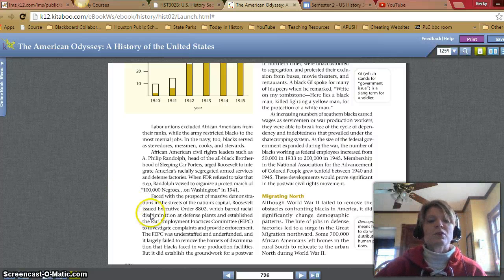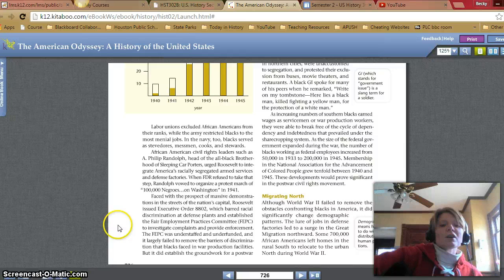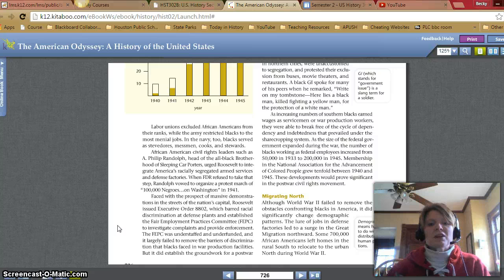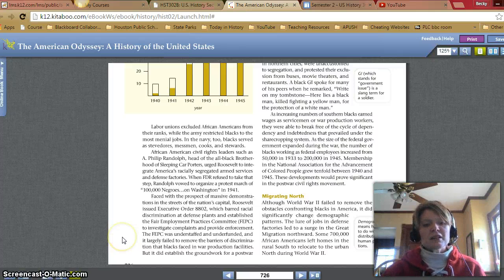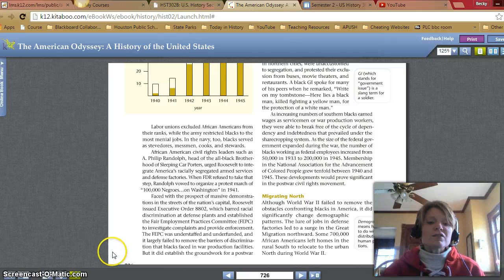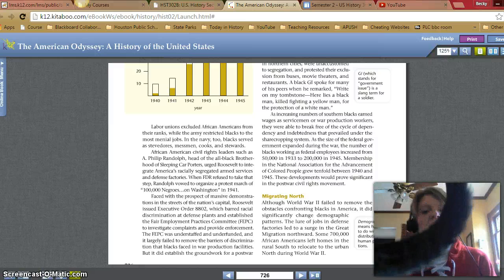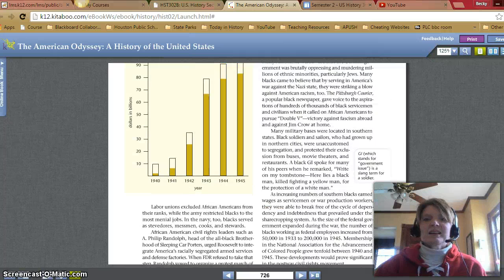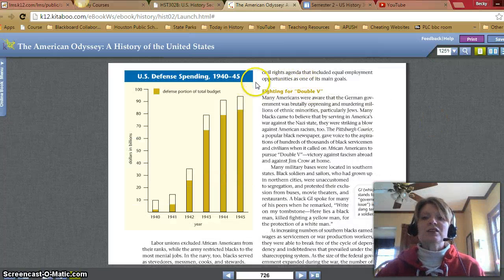on Washington in 1941. Faced with the prospect of massive demonstrations in the streets of the nation's capital, Roosevelt issued Executive Order 8802, which barred racial discrimination at defense plants and established the Fair Employment Practices Committee to investigate complaints and provide enforcement. The FEPC was understaffed and underfunded, and it largely failed to remove the barriers of racial discrimination that blacks faced in war production facilities. But it did establish the groundwork for a post-war civil rights agenda that included equal employment opportunities as one of its main goals.